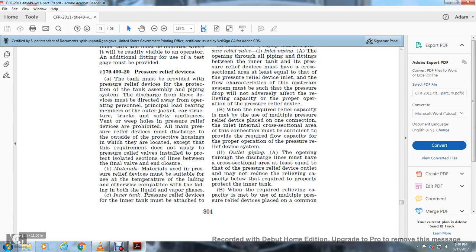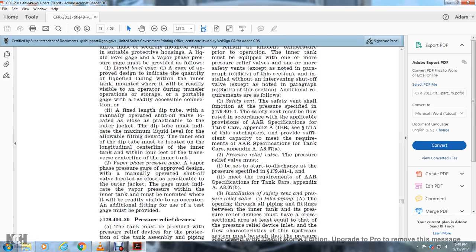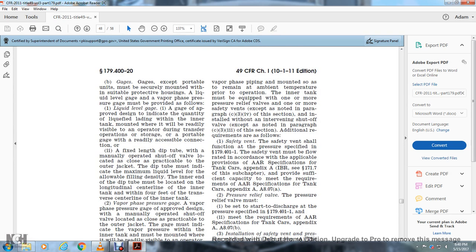For the inner tank, the pressure relief device for the inner tank must be attached to the vapor phase piping, mounted with the ambient temperature prior to the open operation of the inner tank, and must be equipped with one or more pressure relief valves, one or more safety valves, except as noted in paragraph C3-4 of this section, installed with intervening shutoff valves, except as noted in paragraph C3-3 of this section.